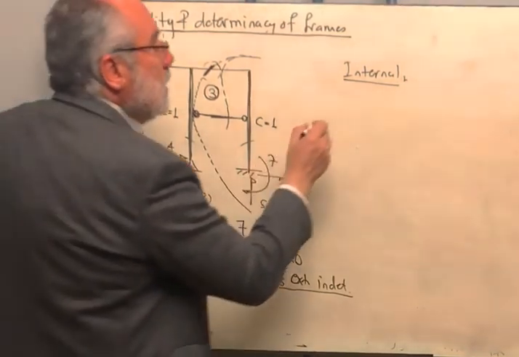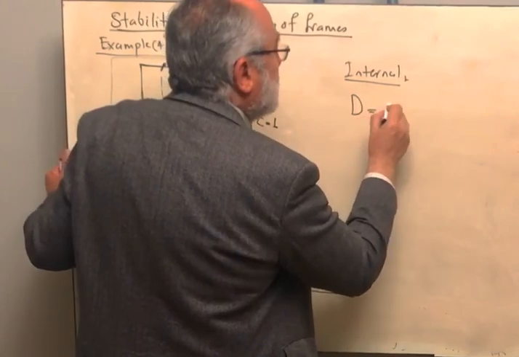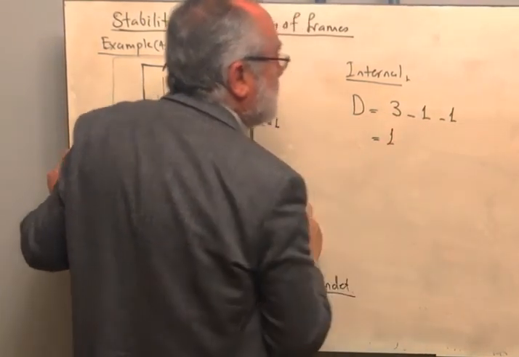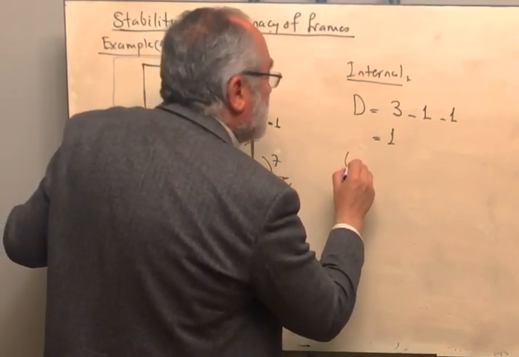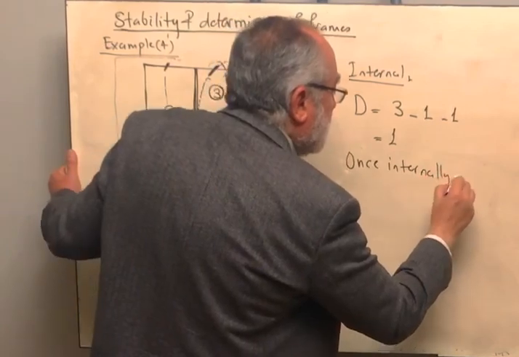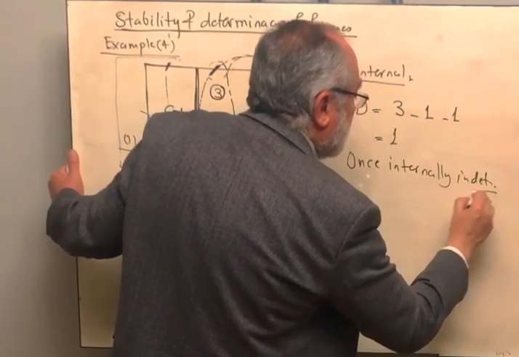So internally we are having the degree of indeterminacy. It is 3 minus 1 minus 1. Therefore it is equal to 1. Therefore it is once internally indeterminate.